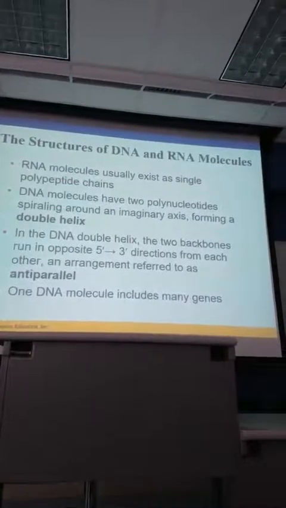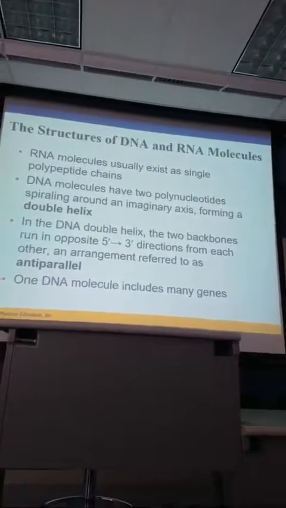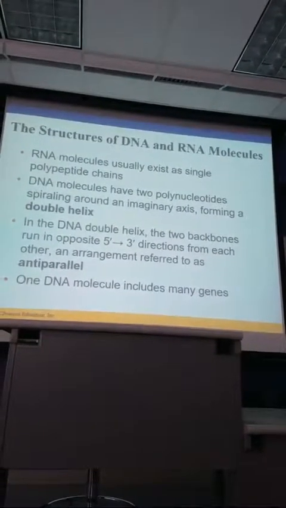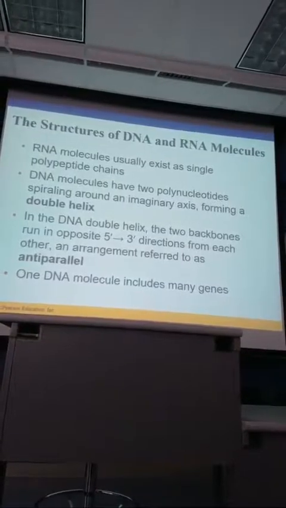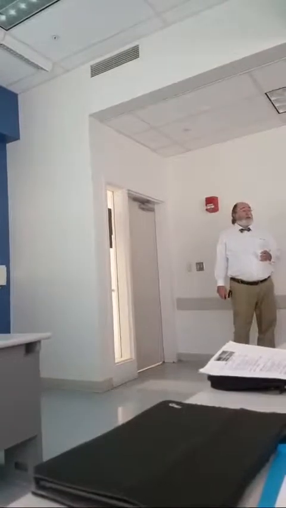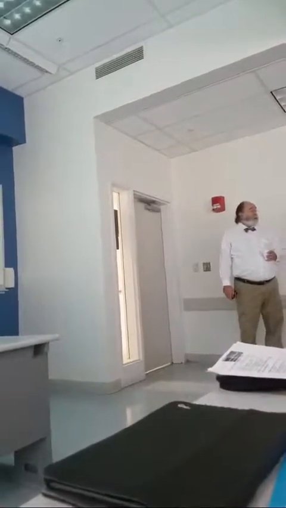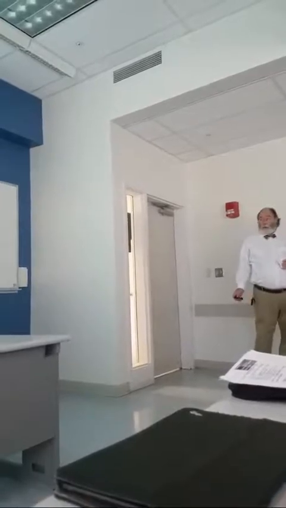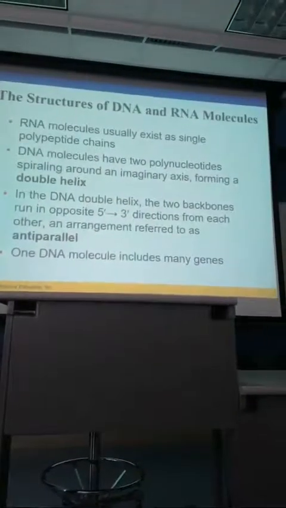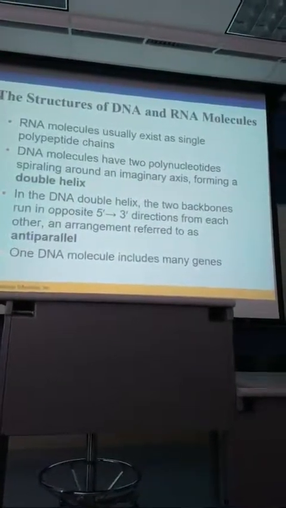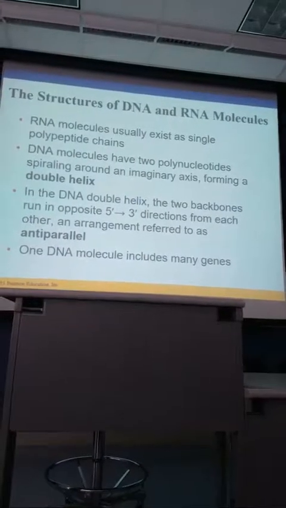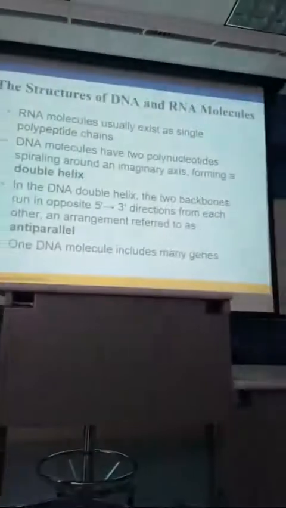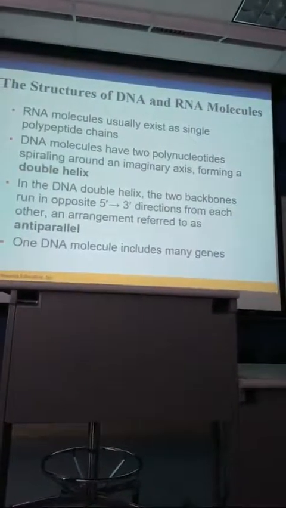RNA molecules usually exist as a single strand. It can be double in some organisms where the primary genetic material is RNA instead of DNA. But in most cases, RNA is just a single strand. DNA molecules have two of the strands spiraling in an imaginary axis, forming a double helix. In the DNA double helix, the two backbones run in opposite directions.